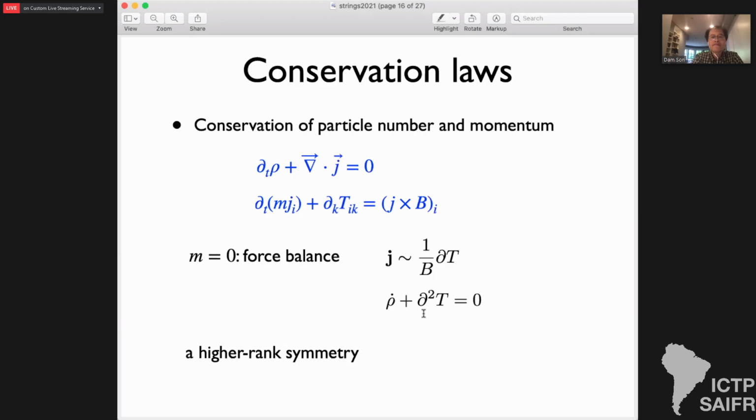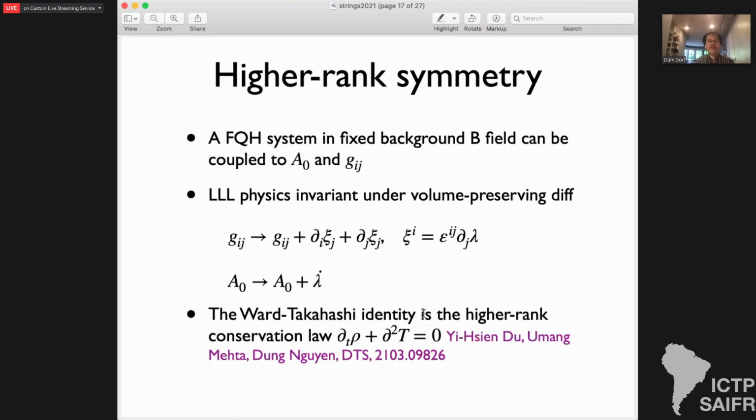That can be formalized further by coupling the system to the metric, in addition to coupling to the electric field, to the electric scalar potential, A zero. And one can show that the lowest Landau level limit physics is invariant under a certain volume preserving diffeomorphism that leaves the B field unchanged, but changes the metric and the A zero field. Here I've written down the linearized version of that transformation.